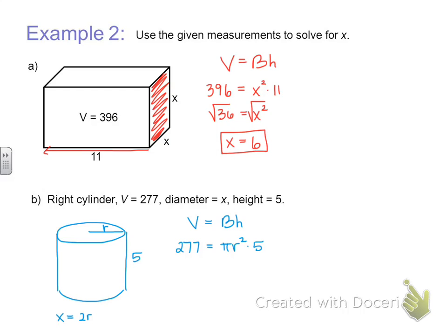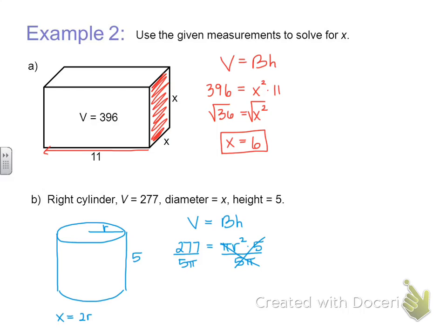Divide by 5 pi, she said. Notice that she did both the 5 and the pi, because eventually we're going to have to get rid of both of those to get r squared left alone, right? So if I divide by 5 pi, that cancels the 5's, and it also cancels the pi's, right? But I have to do that on this side too.